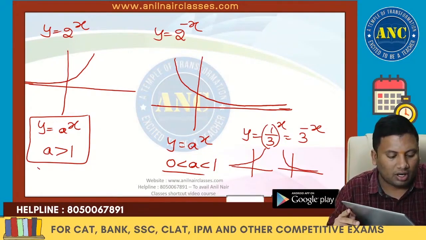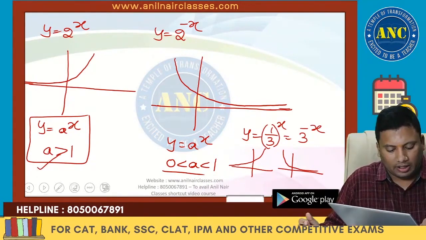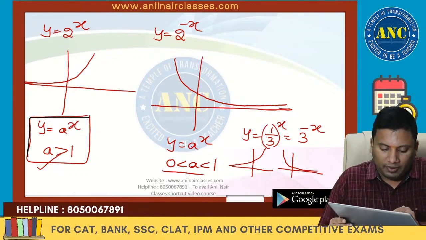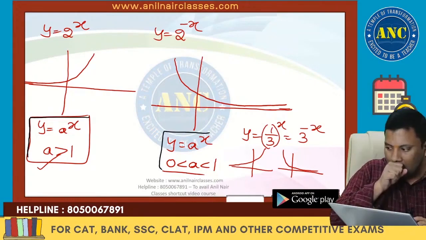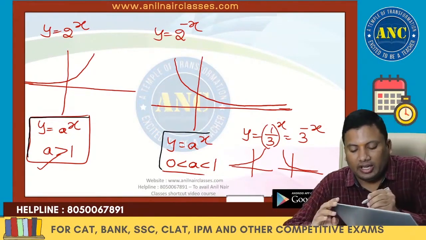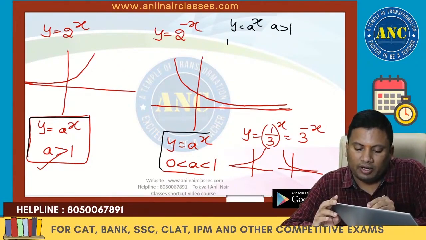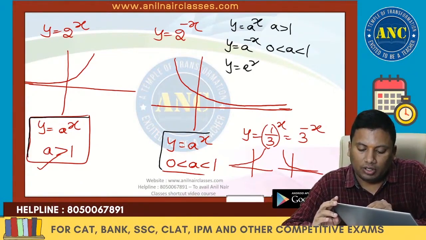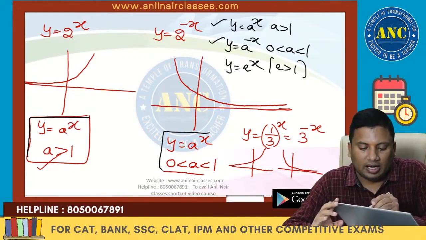Two graphs we have drawn: y equals a power x with a greater than 1, and y equals a power x with 0 less than a less than 1. Next, we have seen three graphs. One is y equals a power x, a greater than 1. Another is y equals a power minus x, 0 less than a less than 1, and y equals e power x. Anyway, e is greater than 1.